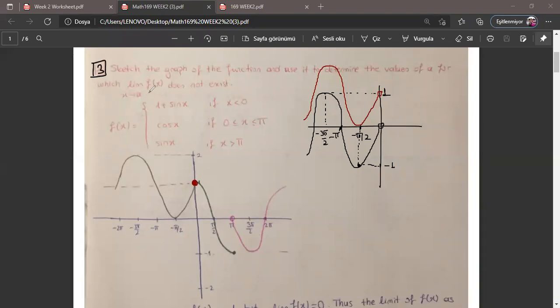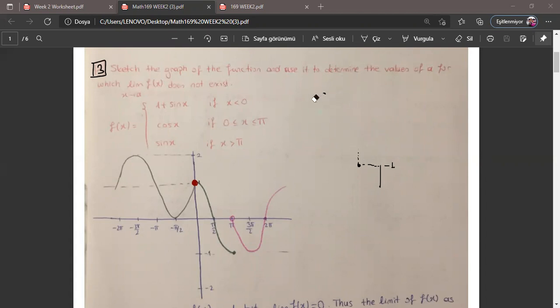Okay, now we need to check for which values the limit of f does not exist. All right, so it's enough to check only these boundaries, because otherwise the functions are continuous, as you see. They will have limits at any point in these intervals. Okay, so let's check first this one.